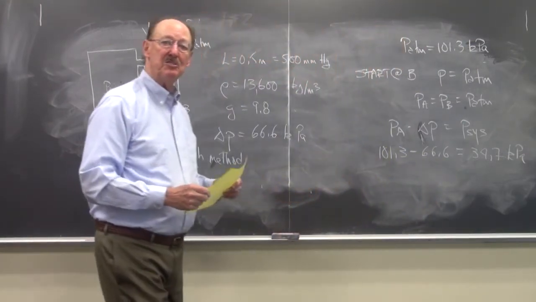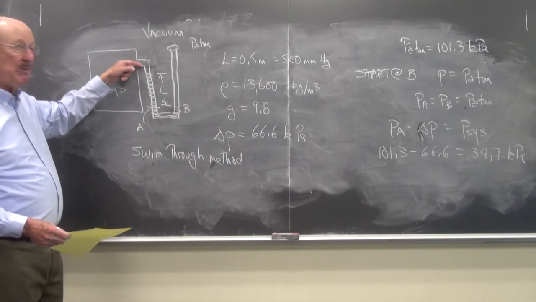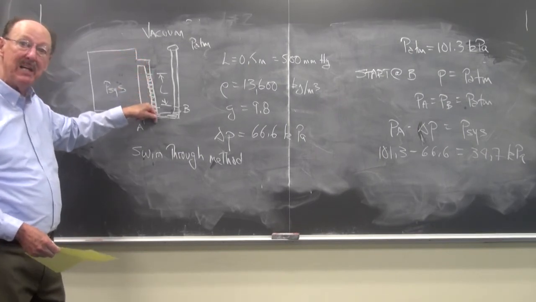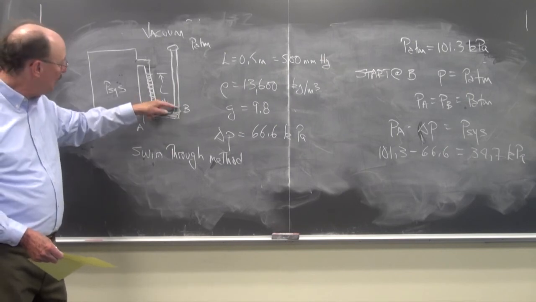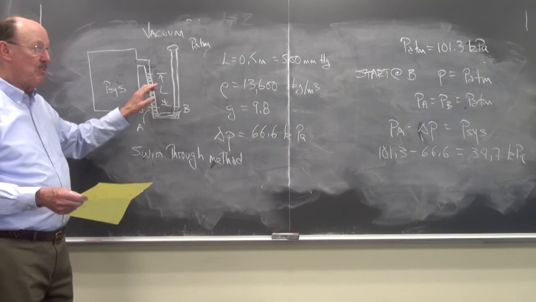And so this is a swim-through technique. I could do it starting here. If I did it here at P system, I would be going down, down, down, and I'd have plus delta P, and then I'd come over here to PB, which is P atmosphere. And so that's what we have.